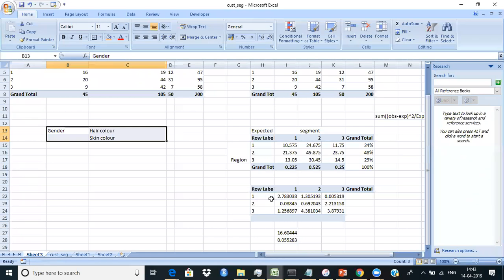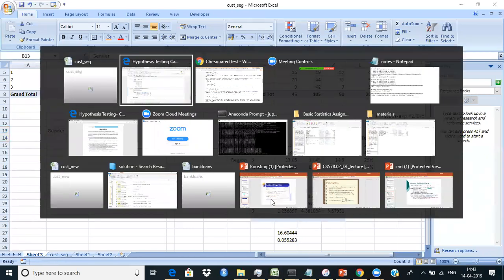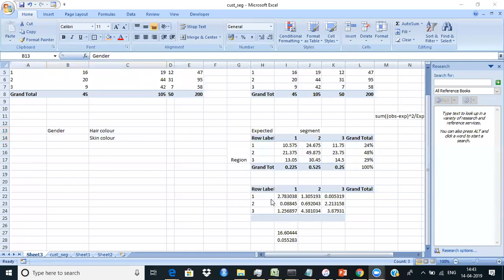Any question? Is the chi-square test a two-tail test? It is not a two-tail test. It is actually always a right-tail test.